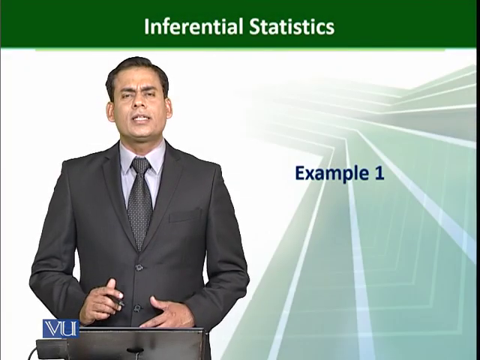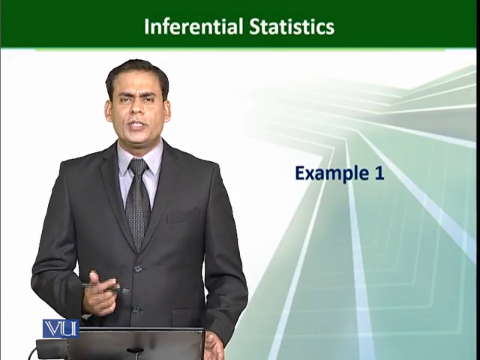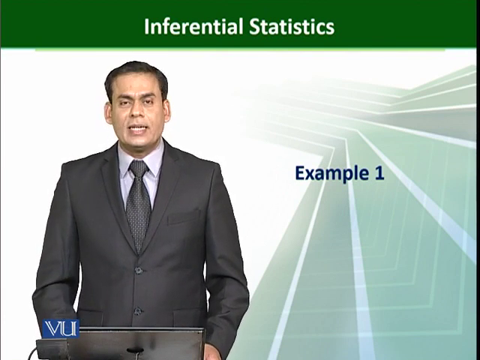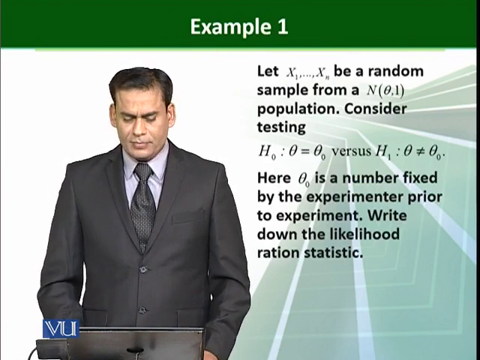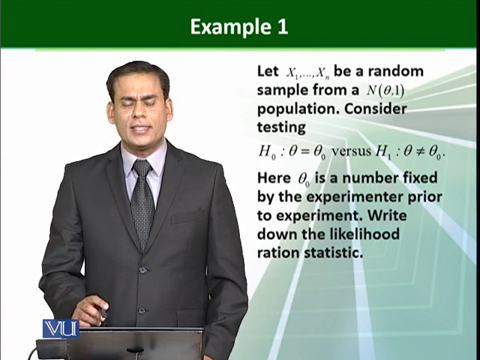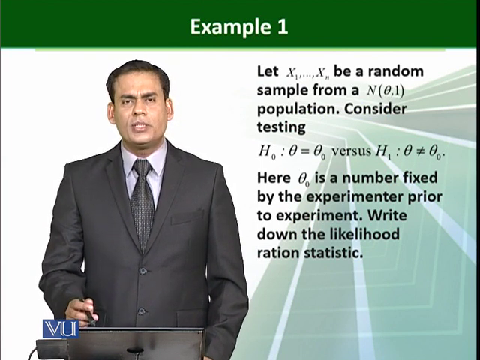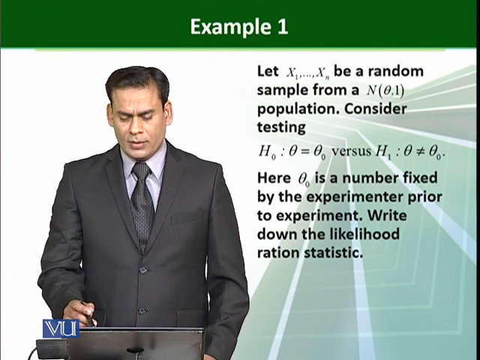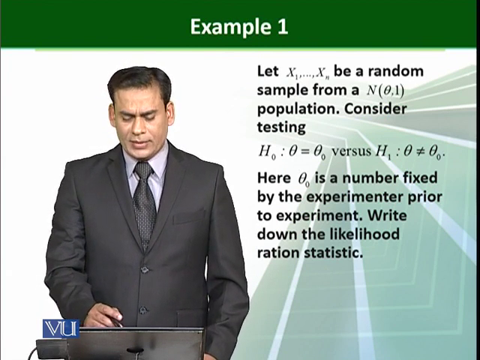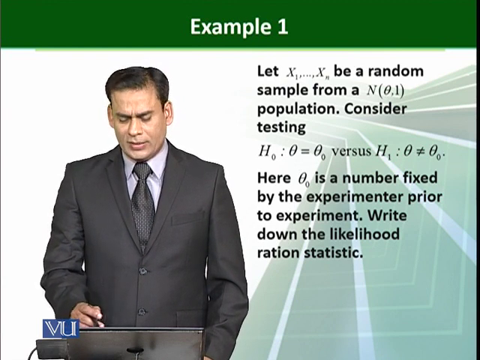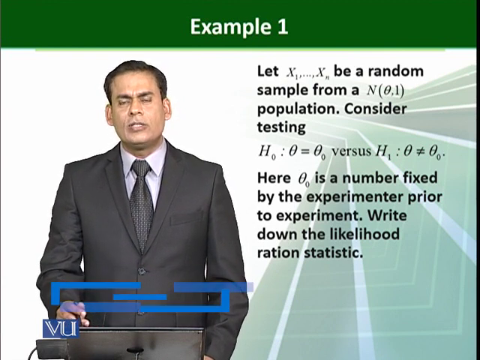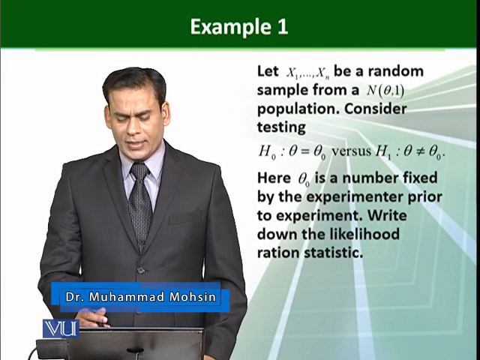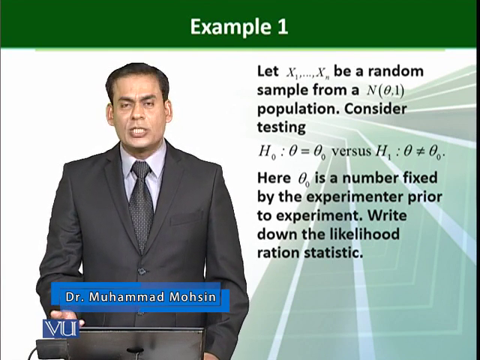Now, to understand the concept of the likelihood ratio test and its application, we take a simple example. That is example number 1. Let x1, x2 up to xn be a random sample from the normal distribution with mean theta and variance 1. Consider testing H naught: theta is equal to theta naught versus H1: theta is not equal to theta naught. Here theta naught is a number fixed by the experimenter prior to the experiment.